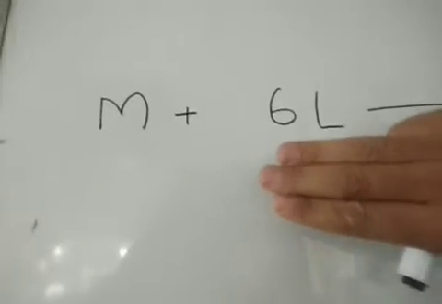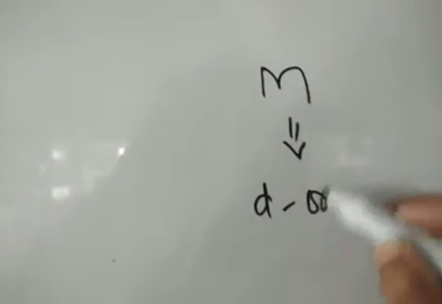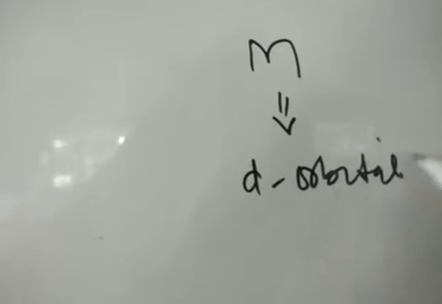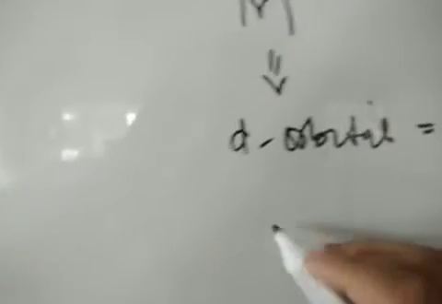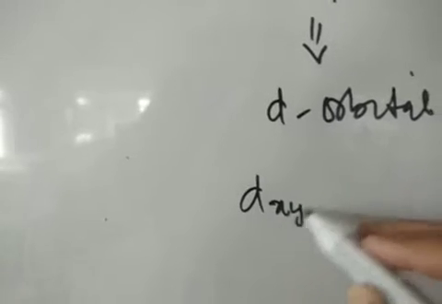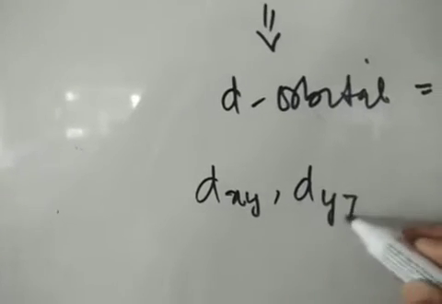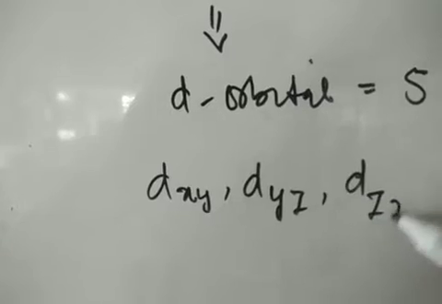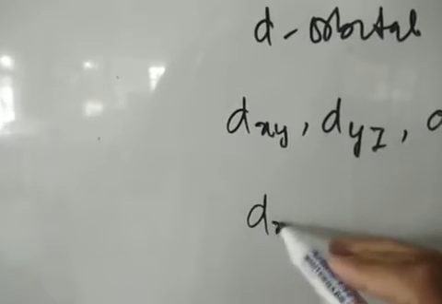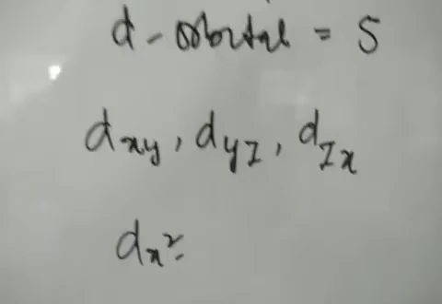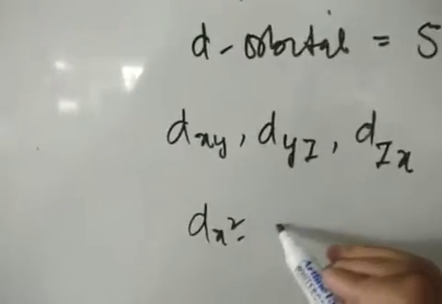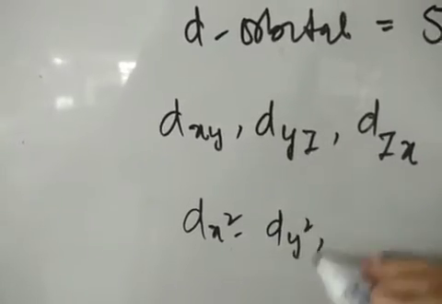Now, as per crystal field theory, as soon as the ligands approach the metal ion, we know the metal ion has the d orbitals, and the number of d orbitals is 5. We have dxy, dyz, dzx, then dx square minus y square, and dz square.